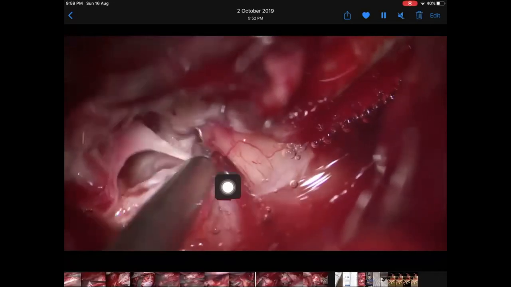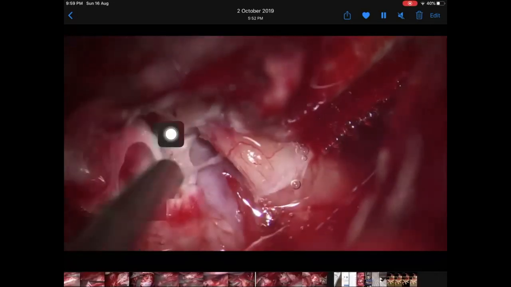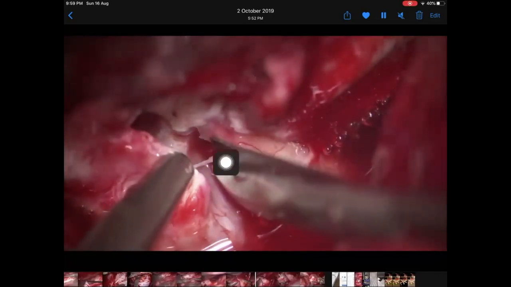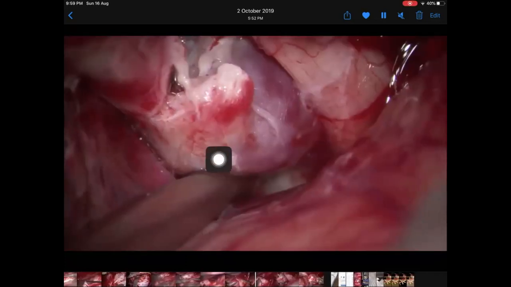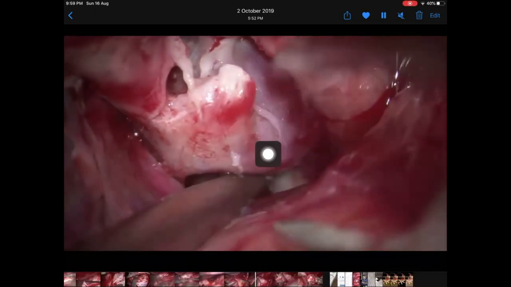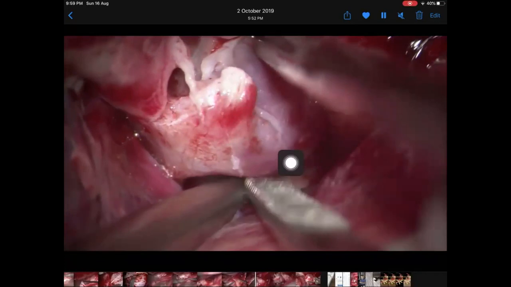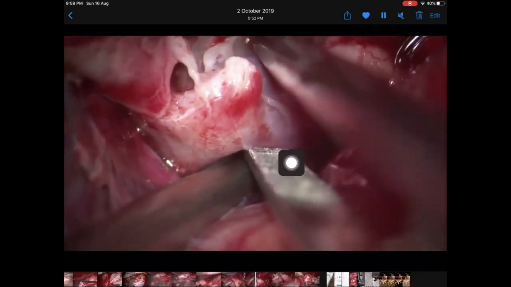Okay, you can see everything now. This is your optic nerve, and then you will see the aneurysm. You'll see the carotid there, and I'm just going to put a bayonet and show my boys how I intend to clip the aneurysm.